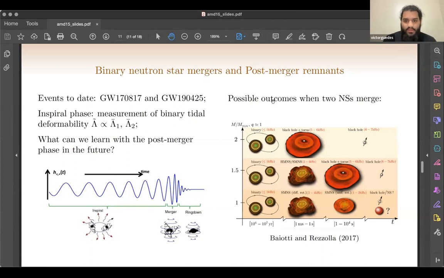binary system. So actually, what we could learn from that depends on the possible outcomes when these two neutron stars merge.